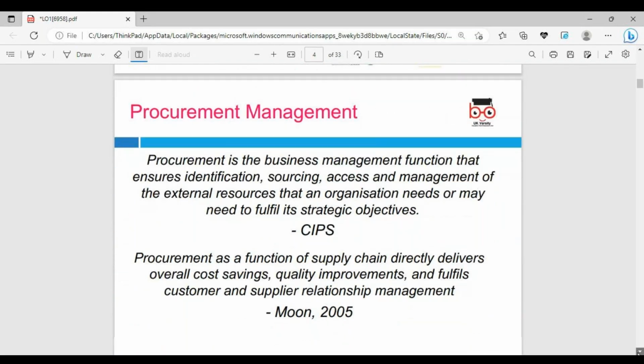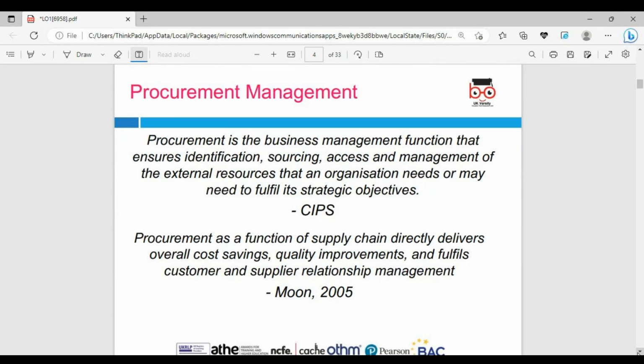Define procurement and contract management. Thus we have 1.1, our assessment criteria. Procurement is the business management function that ensures identification, sourcing, and assessment and management of the external resources the organization needs or may need to fulfill its strategic objective. When we say strategic objective, we mean long-term objective, where you want to see your objective. Objective means end result, what you want to achieve. This definition comes from the Chartered Institute of Purchasing and Supply, which is in the UK. They offer the qualification and look at the logistics side.